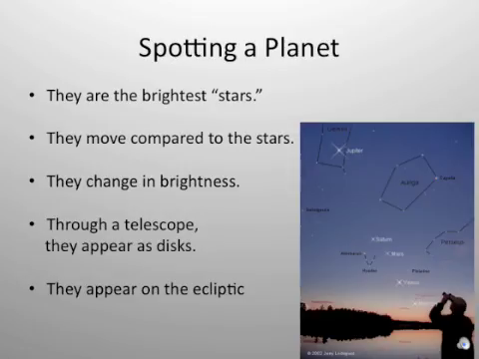Alright, so how would you find a planet in the night sky? How would you know the difference between a planet and a star? Well, the first thing is that planets don't twinkle. Do you know what twinkle is? Twinkle, twinkle, little star. You know how sometimes the stars seem to flicker? Well, planets don't do that. So that's one thing you can look for.